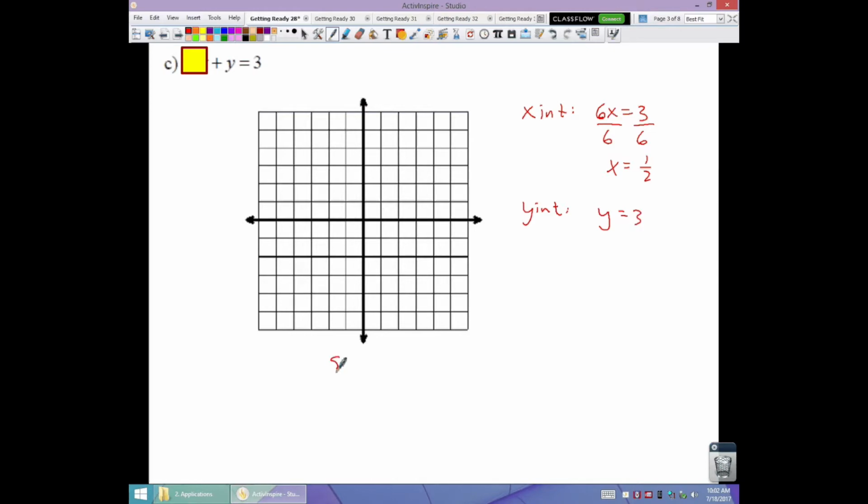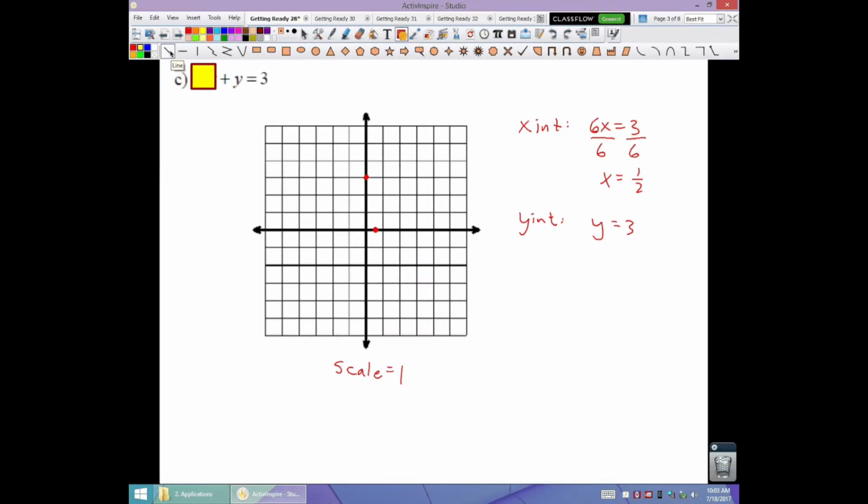Here, we can fit both of those on our graph if we count by ones. So x is a half, and y is 3. Those 2 points are enough to make our line.